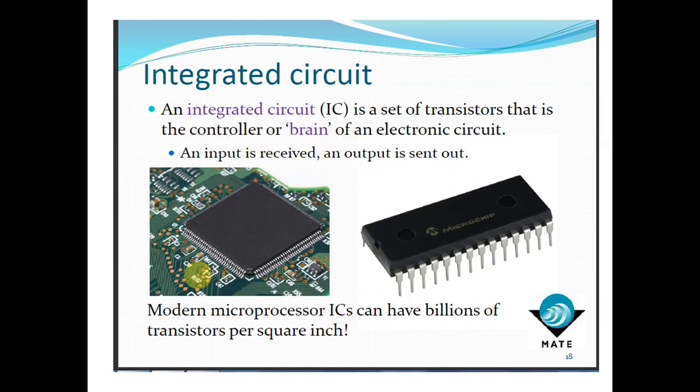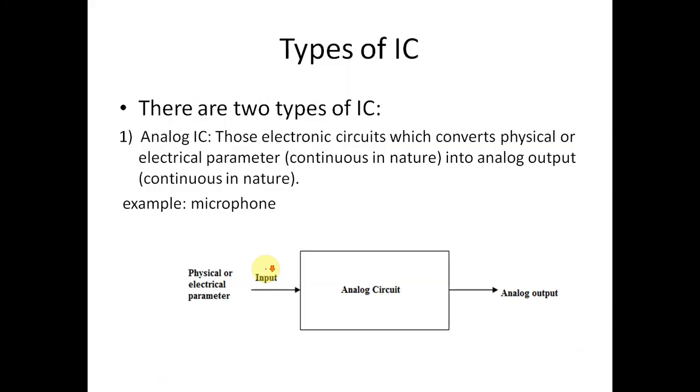We already know that there is an IC or chip in your mobile. There are also many other chips available. This is the main brain of your mobile. An input is received and output is sent out. In the internal structure of ICs, different types of resistors, transistors, diodes and capacitors are present.